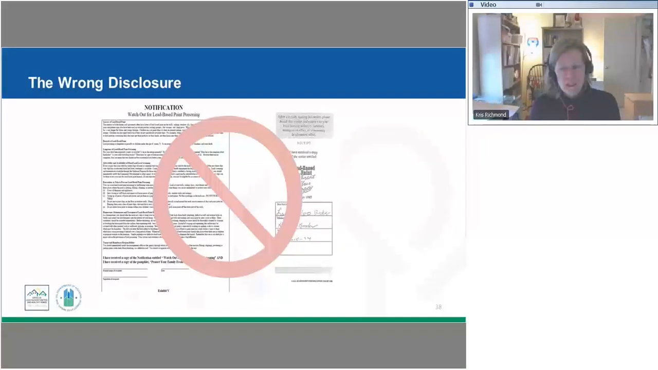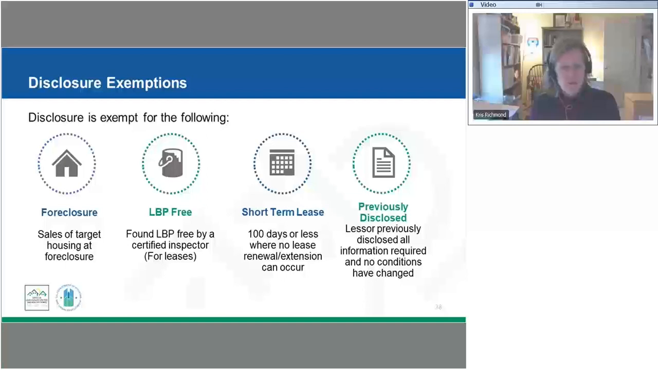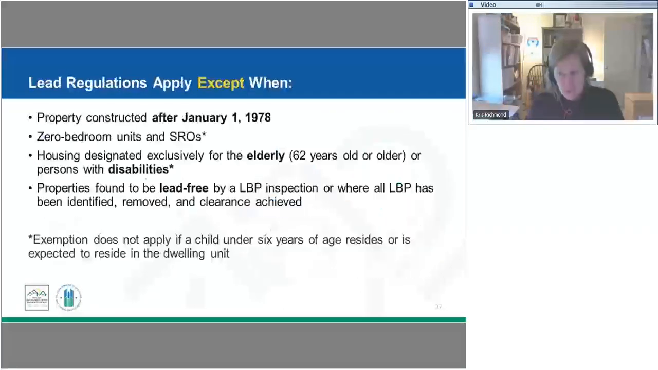But they were asking about what if it's housing exclusively for the elderly, or if they're SROs, or if it's housing exclusively for the disabled and there are no children living in those units. Then remember, if that's the case, then the Lead Safe Housing Rule does not apply. And so we do not need to do disclosure for these exempted units.